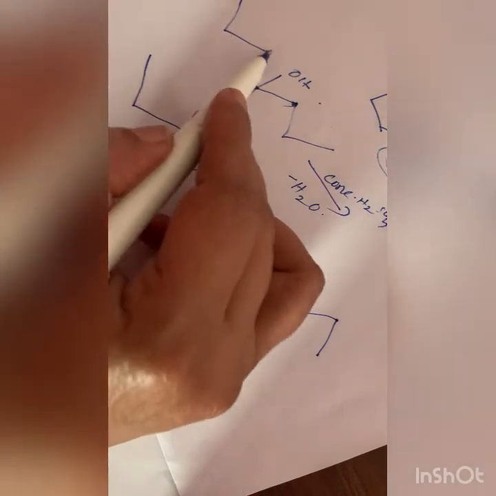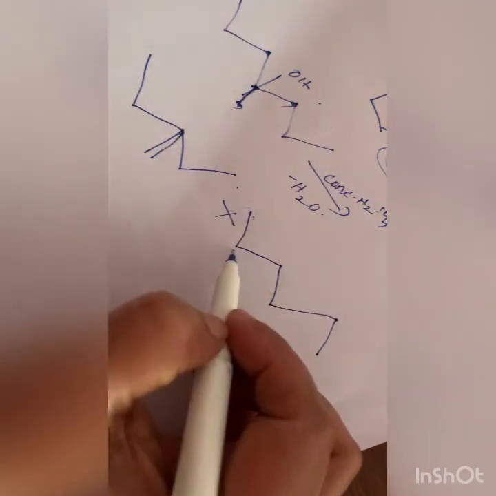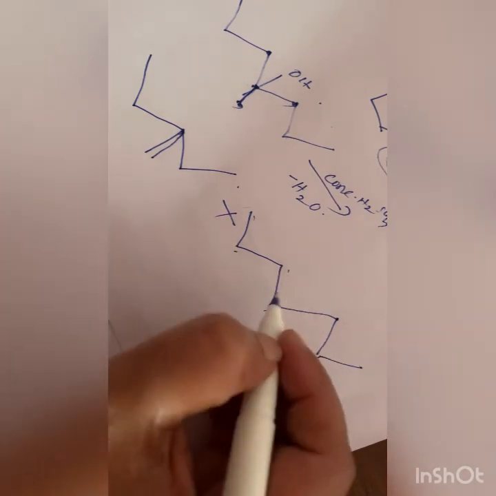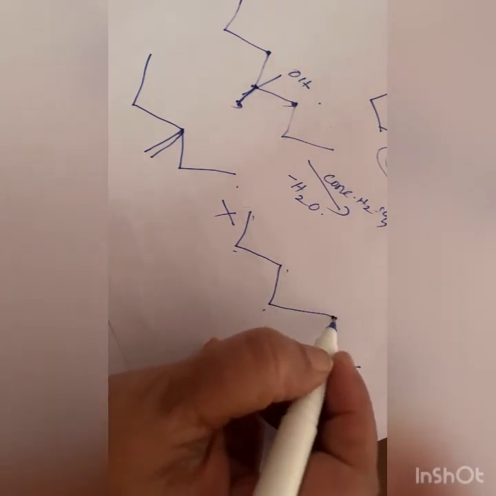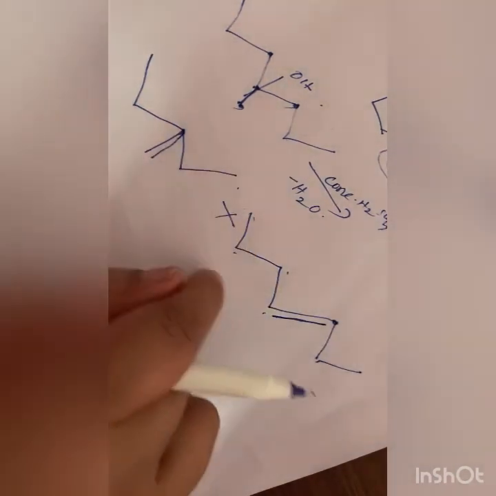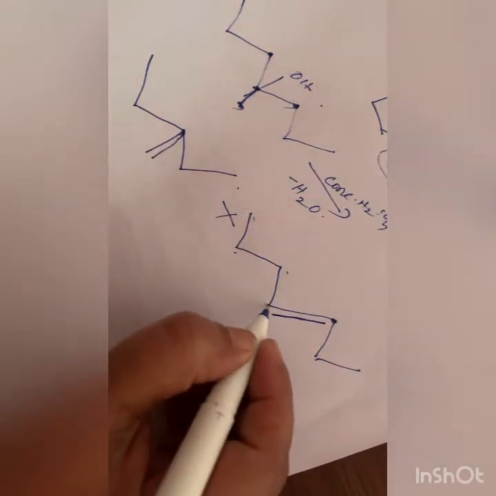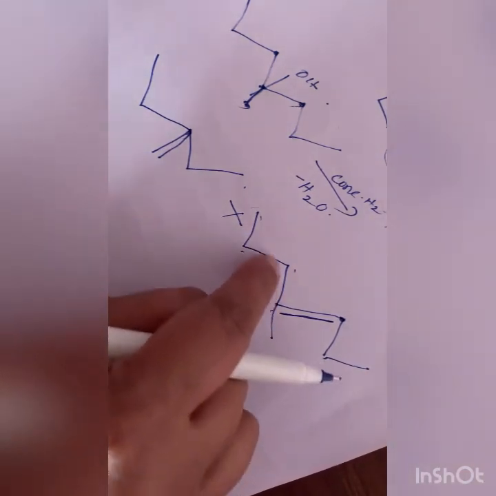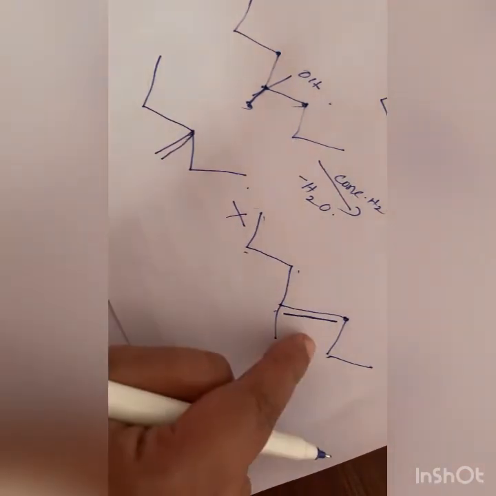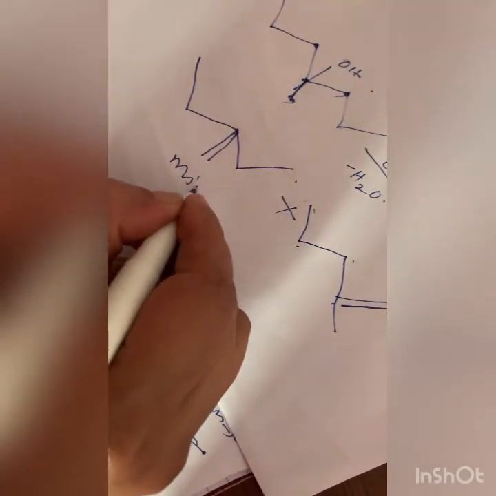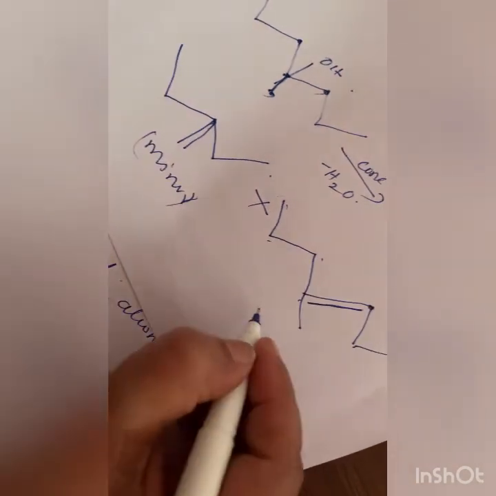There are 1, 2, 3, 4, 5, 6, 7 carbons. If you take hydrogen from this center carbon, you will get the double bond like this. And if you take hydrogen from this carbon, the double bond will come here instead. Which is the minor? This double bond is towards the end of the compound, so this is minor, and this is the major one.